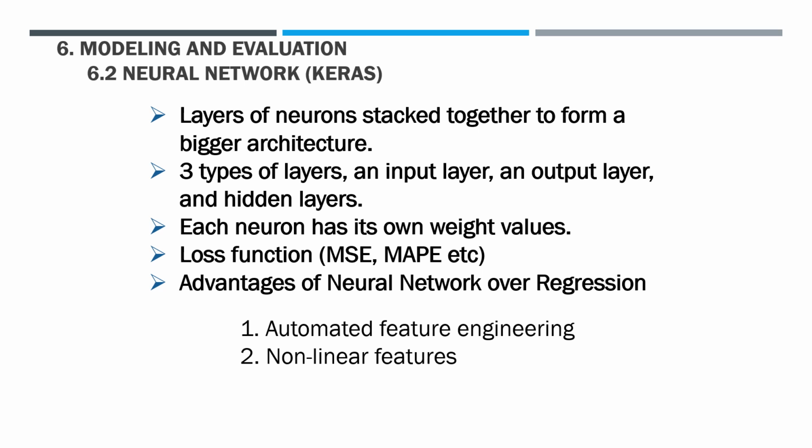The advantage a neural network has over regression is that feature engineering is kind of automated, because the number of features and their weights are decided during the running of the model itself. So feature engineering is kind of automated. The second advantage it has over regression is that the non-linearity of the features is captured, unlike regression models.